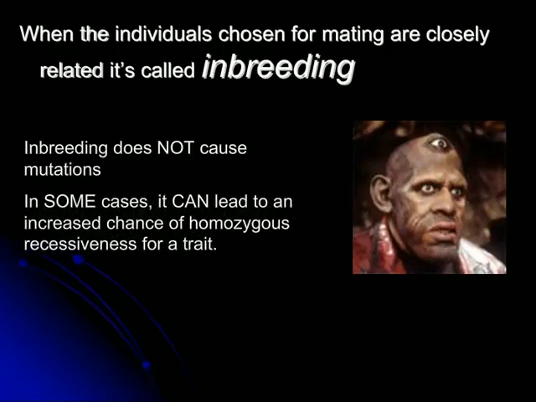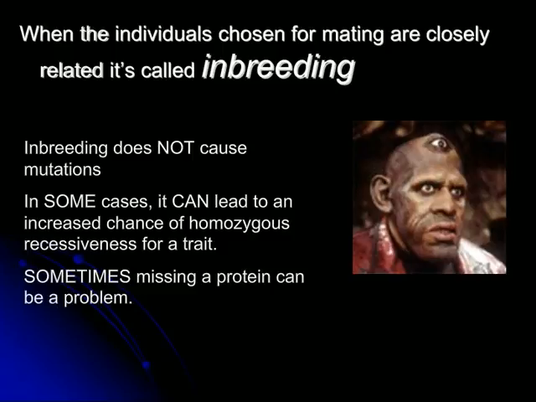What it does do, however, is increase the chances that we're going to have offspring that are homozygous recessive. See, if we choose individuals that are closely related, there's a good chance that those two individuals might both be heterozygous for a particular trait. And if those two individuals are heterozygous for a trait, there's a 25% chance that the offspring are going to be homozygous recessive. Now, in the case of blue eyes, something like that, not a problem.